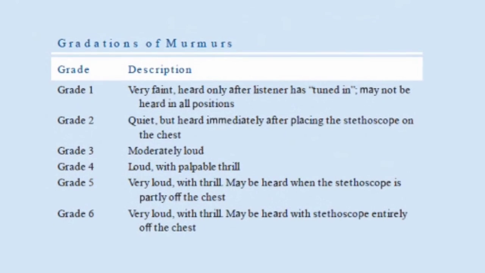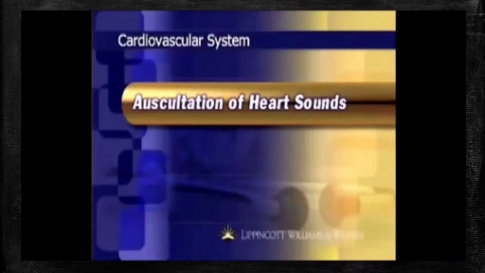This table shows how to grade a murmur. Note that a grade 4 murmur is loud with a palpable thrill. Now let's watch this video on auscultating heart sounds.